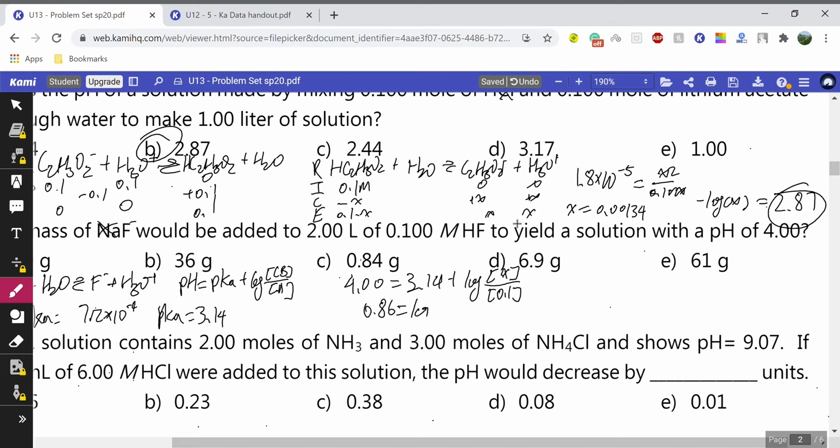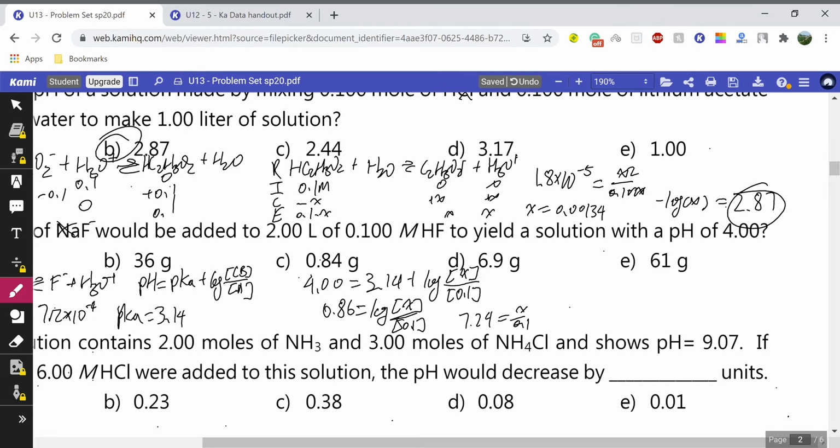0.86 is equal to the log of the concentration of NaF divided by the concentration of HF, which is 0.1. So 10 to the 0.86 power is going to be 7.24. 7.24 is equal to x divided by 0.1. 7.24 times 0.1 will give you 0.724. And that is molar, moles per liter of NaF. Now, we want grams. So in order to do that, this is molar, right? We're going to multiply by our liter solution first. So we have 2 liters.